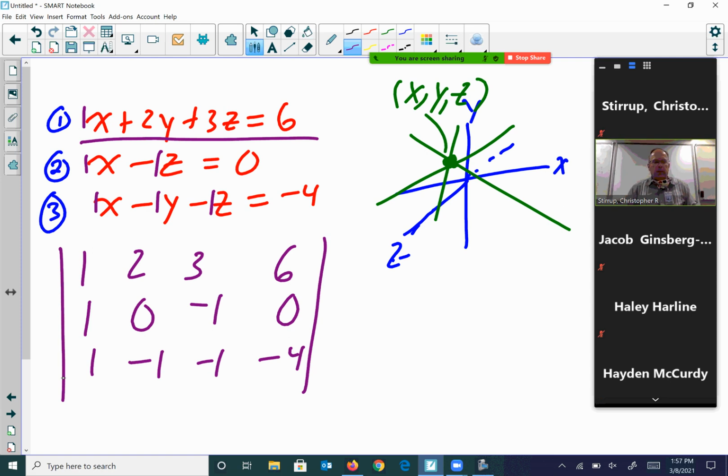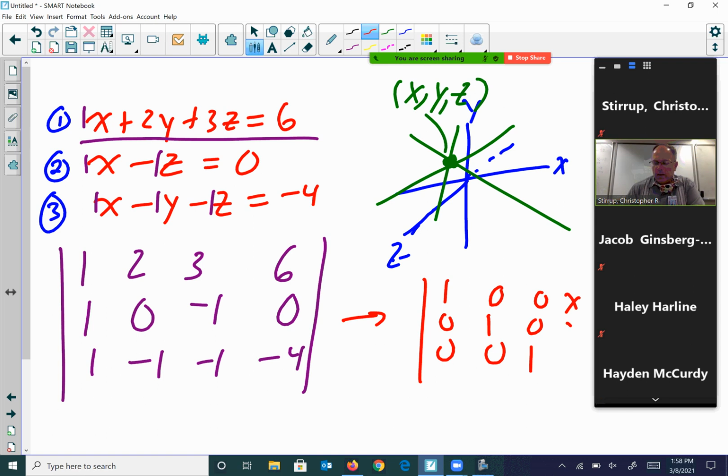This is the matrix that we're going to go ahead and use, and we're going to start solving. And so our goal is to get this matrix to look like this. And then I have some numbers over here, this is our x column, this is our y, this is our z. Okay, so that's how you go ahead and solve it.